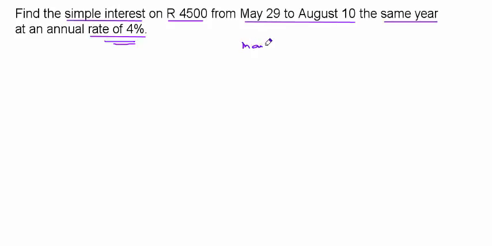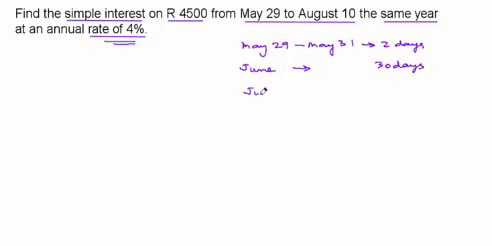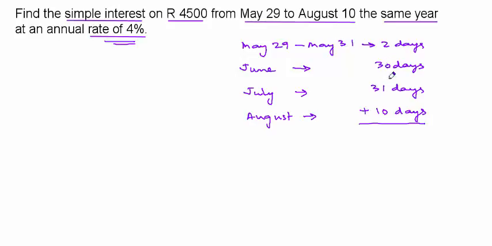Now from May 29 to May 31st, that's 2 days. All of June is 30 days. July, of course, is 31 days. And finally, August, from 1st to 10th, is 10 days. So if you add all of that, you get 73 days in all.